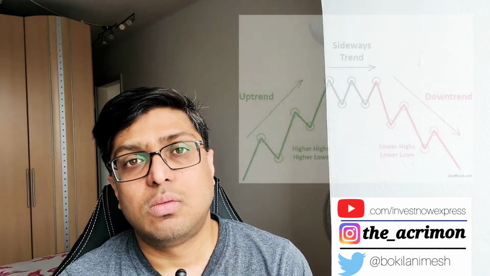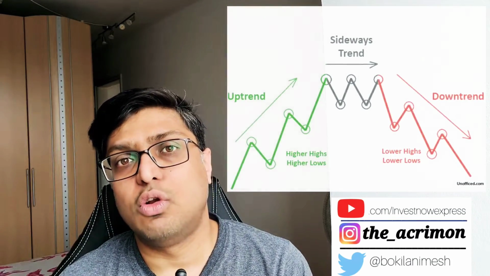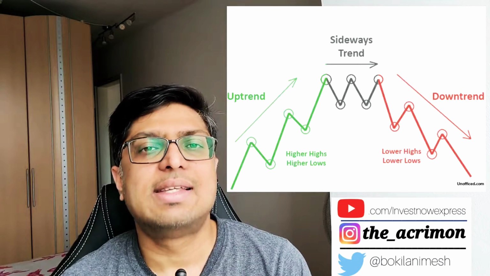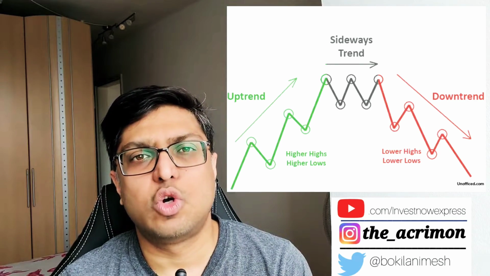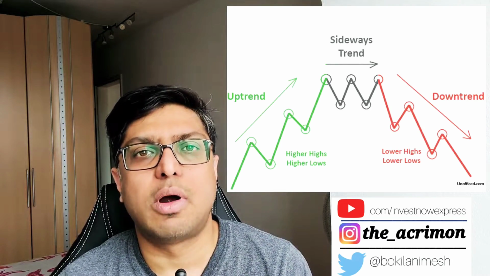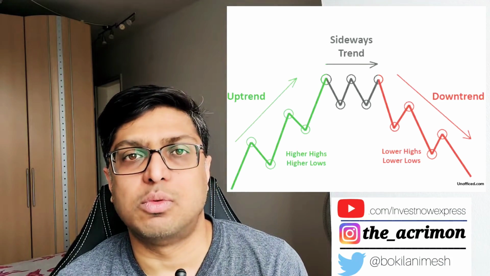I think the uptrend and downtrend is pretty clear. Whenever you have a high low, you have an uptrend. Whenever you have a low high, you have a downtrend. And sideways is basically where there is no movement happening. There is a range bound movement. Then we call it a sideways movement.